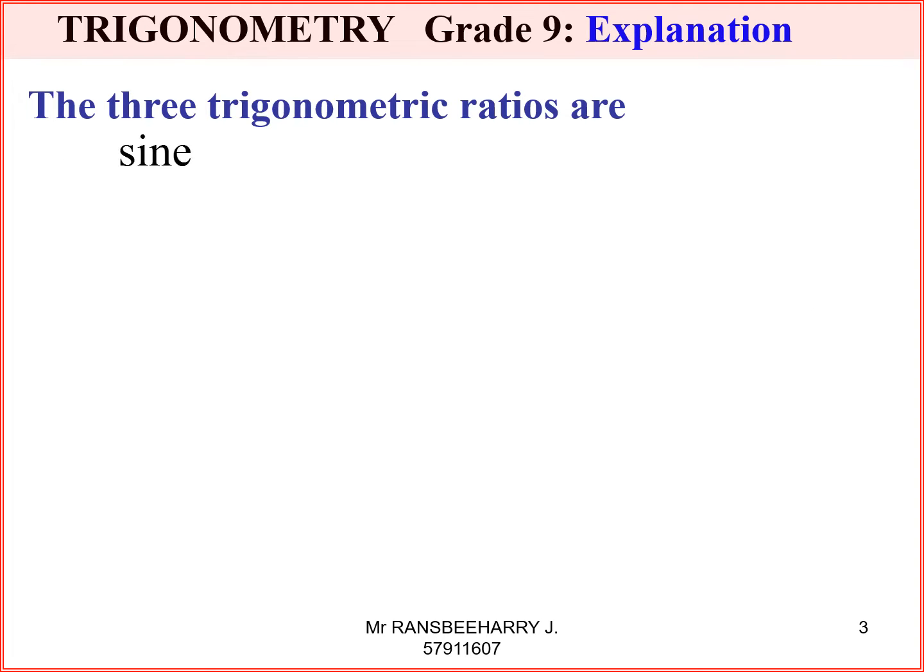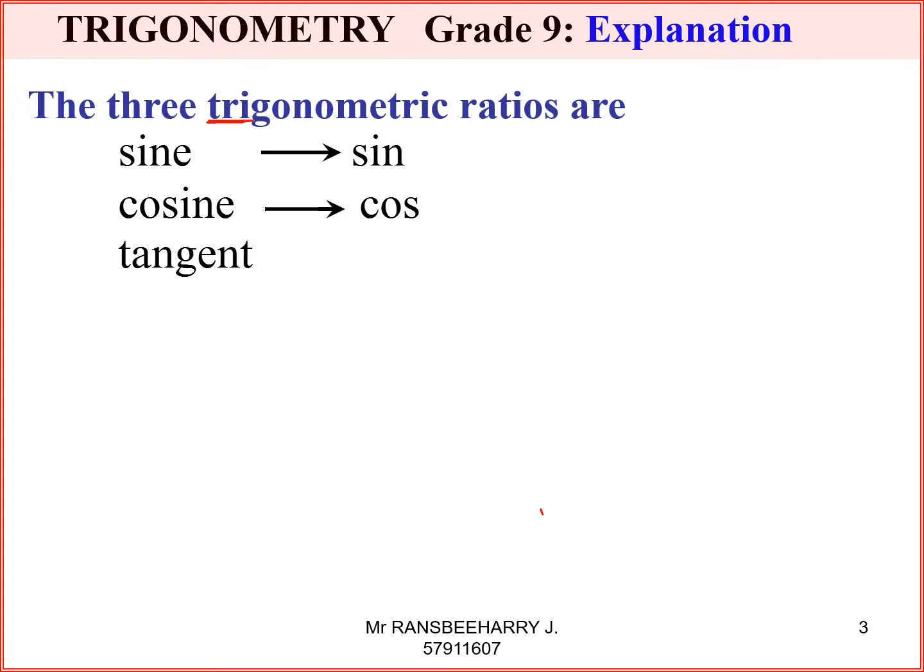So the three trigonometric ratios are, in trigonometry, 3 stands for 3. The three trigonometric ratios are sine, abbreviated by sin, cosine, abbreviated by cos, and tangent, abbreviated by tan. Sine is simply a ratio of sides. Cos and tan are also ratios of sides, which we are going to discuss.